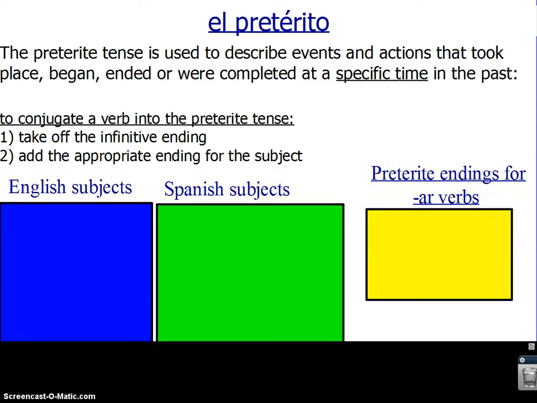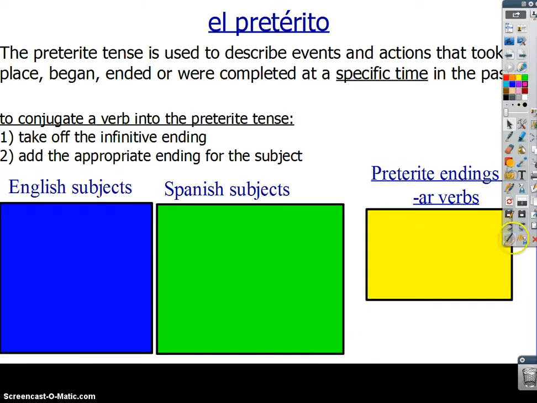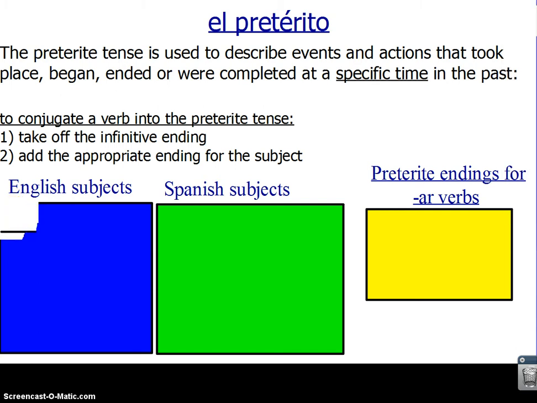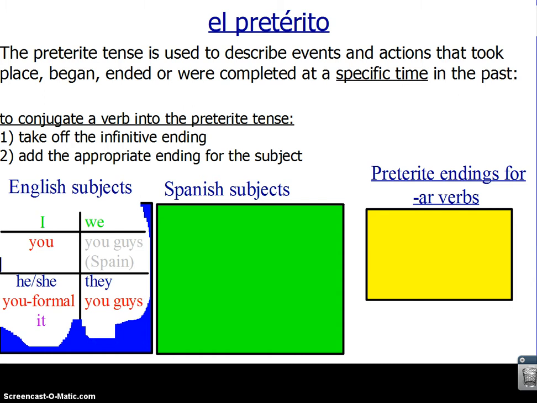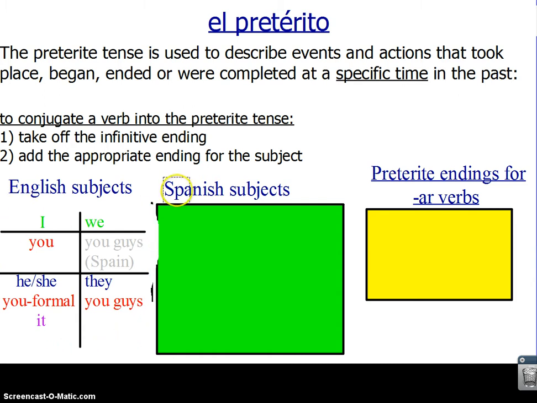But first, let's review. In your notes, I would like you to write down what our English subjects are. Sadly, some of our classmates and some of us still don't know which subjects live in which boxes of our conjugation chart. So, please nicely and neatly fill in your subject pronoun chart for English, and then write down the Spanish equivalents here.